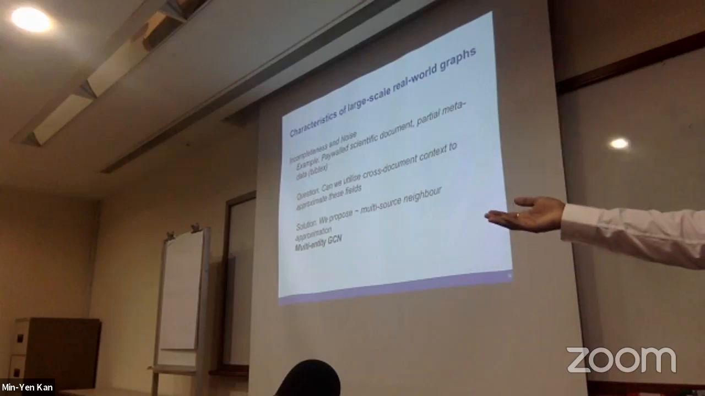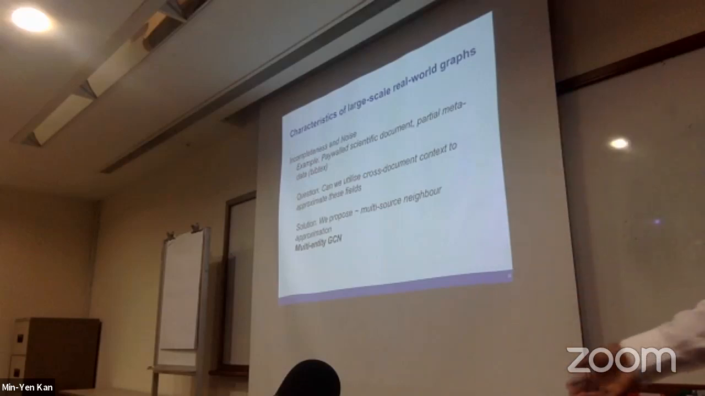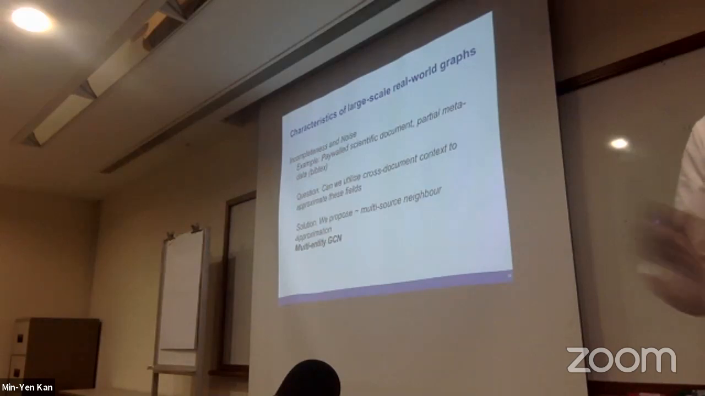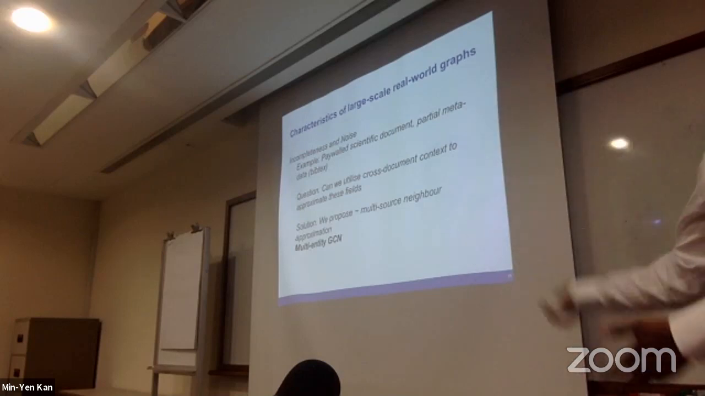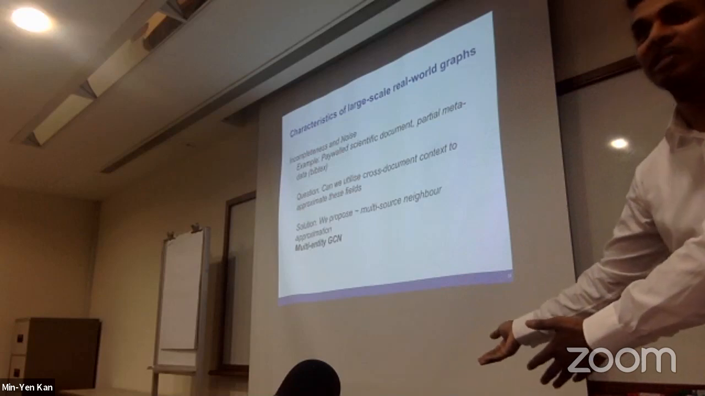Usually most of the extensive graphs are noisy or partial. That means there is an incompleteness. In terms of scientific documents, there are paywalled sites. That means certain scientific documents don't have their publication text, or their metadata is partially missing. That means their BibTeX is missing, or some entries of their BibTeX are missing.